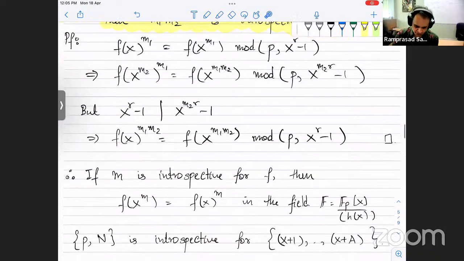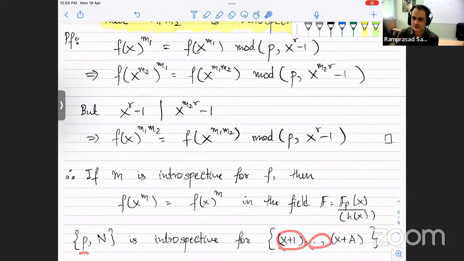So what do we know so far? I know p is introspective for x plus 1, x plus 2, and so on, till x plus a. This you get just from the binomial theorem. From the fact that the test has succeeded so far, I know n is introspective for x plus 1, x plus 2, all the way till x plus a. So every element on this side happens to be introspective for every element here.